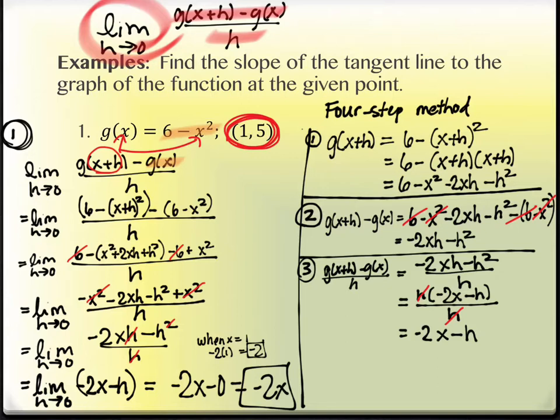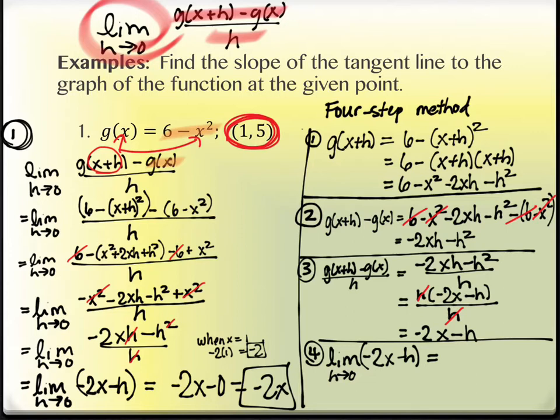Okay, step number 4 is the limit step. So I only have to write the limit part in step 4. That's a pretty nice feature of this. The limit as h approaches 0, and it's going to be whatever I got in step 3. So that was negative 2x minus h. So in this step, the limit actually gets written right here in this one little spot.